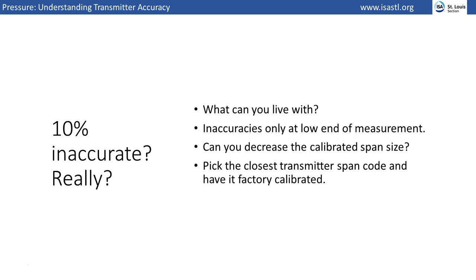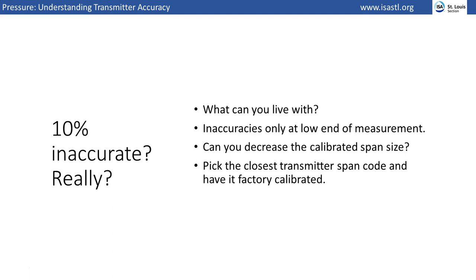You have to look at the application. What can your process tolerate? If my home weather system is off by a degree or two, it really doesn't matter. But if 1 or 2 inches of liquid level means I may burn out a tank pump, that's an issue. The way pressure transmitters work, and that may be another video based on your feedback, the inaccuracies are going to be at the low end of the range, if that's any relief.